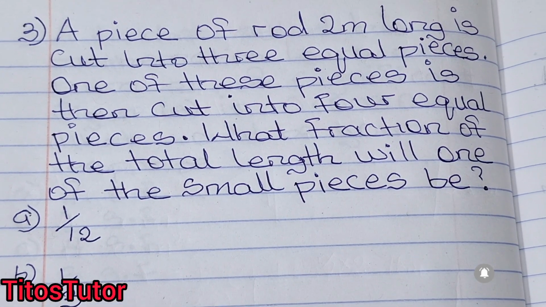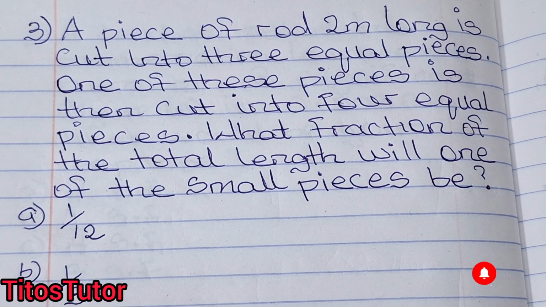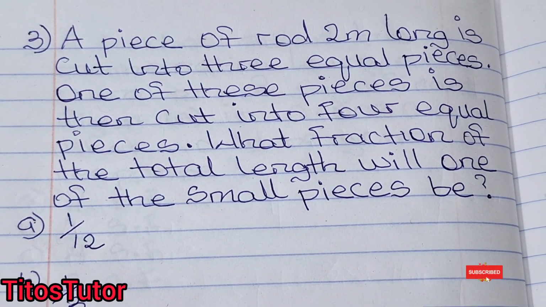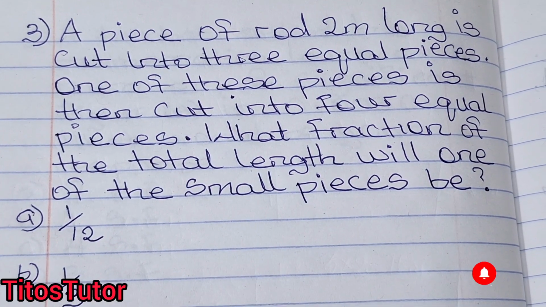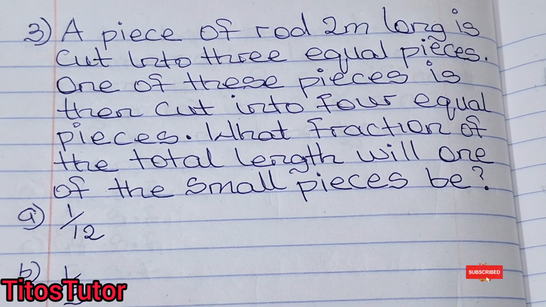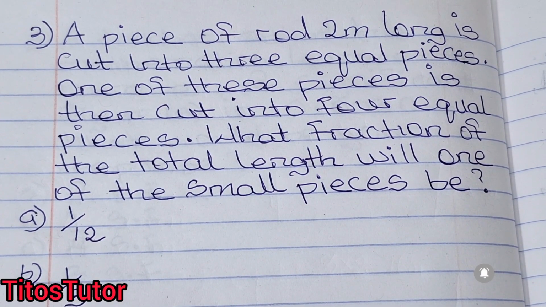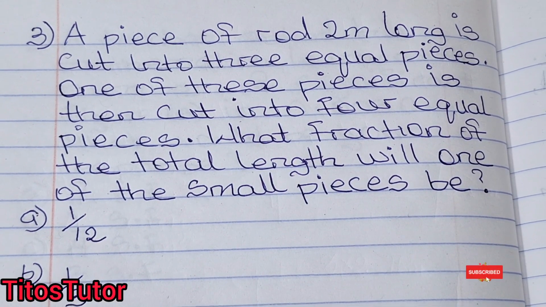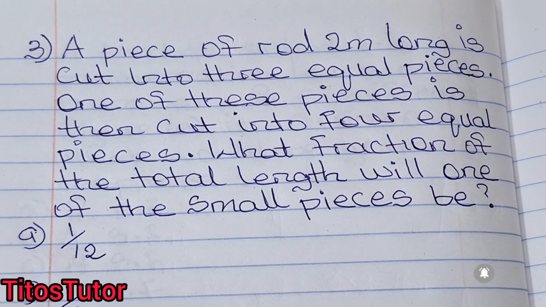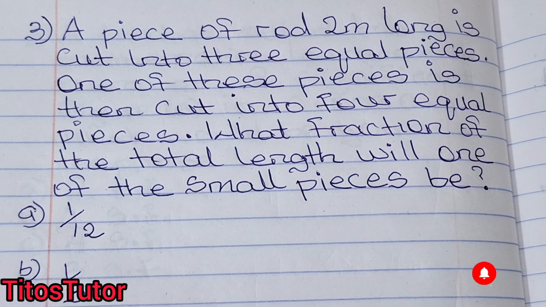Here's our number 3, and it says a piece of rod 2 meters long is cut into 3 equal pieces. One of these pieces is then cut into 4 equal pieces. What fraction of the total length will one of the small pieces be? Again, I would like to solve this by sketching the rod and keep cutting.